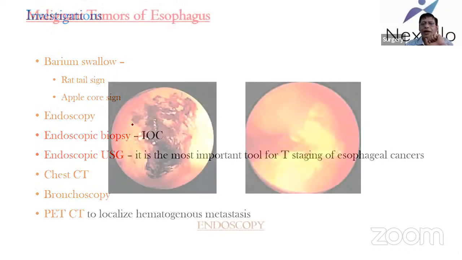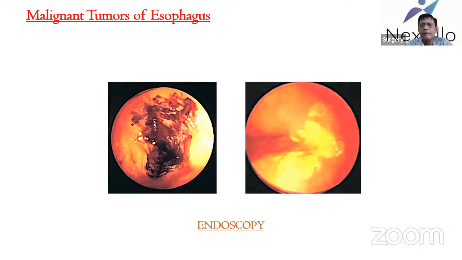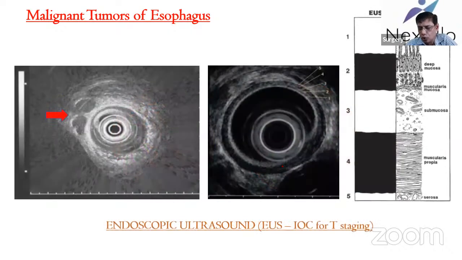The next picture that we have is the endoscopic picture of a malignant tumor of the esophagus. This is showing us, you can see this whole area. The second one also here, you can see. Then over to Dr. Rajendra for the explanation of the endoscopic ultrasound. Dr. Rajendra, could you please take over?